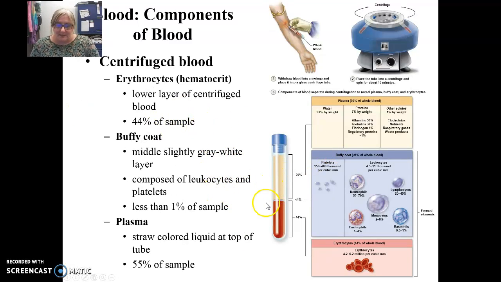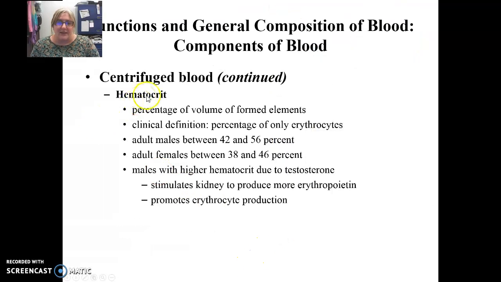So I just mentioned this. I'll show you this slide. You can kind of look at it, and now I'm going to go over here. The hematocrit has two different definitions. Clinically, a hematocrit is the percentage of red blood cells. If you're not looking at it in a medical setting, the hematocrit is just the percentage of formed elements.